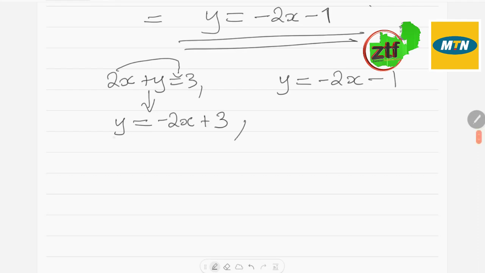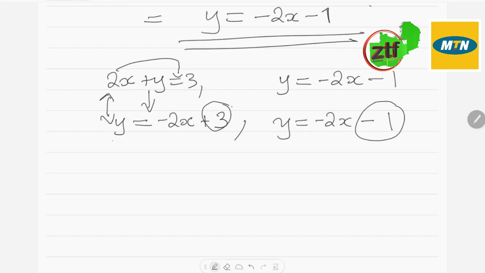So this equation is not different from this equation. They are one and the same, except we've just rearranged them. Then the other one is y equals -2x minus 1. So these two equations are parallel. The first one is cutting the y-axis at 3. The other one is cutting the y-axis at -1.